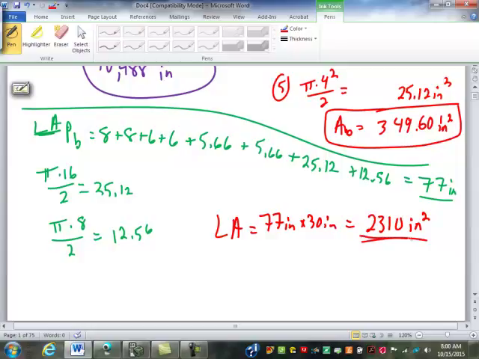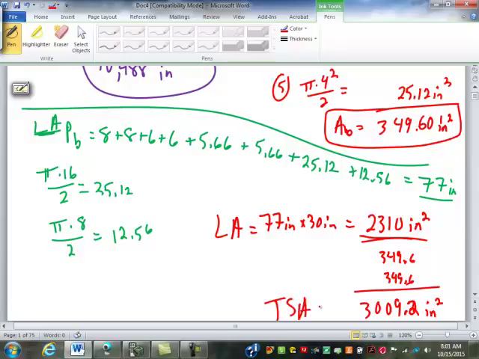So we've got our surface area. 2,310 is the lateral area plus the area of our base, 349.6 and 349.6. 3,009.2 sound about right for our total surface area? 3,010 somewhere in there. Somewhere over 3,000. Good enough.